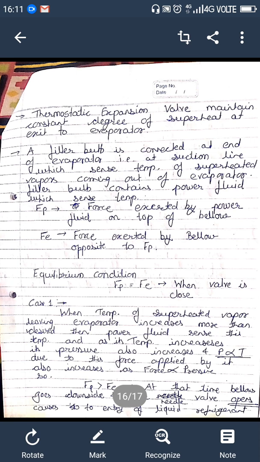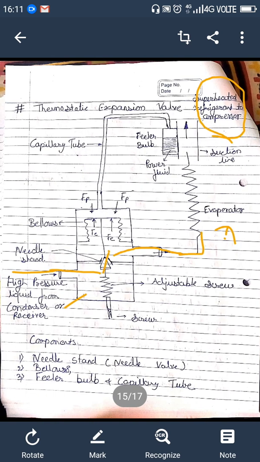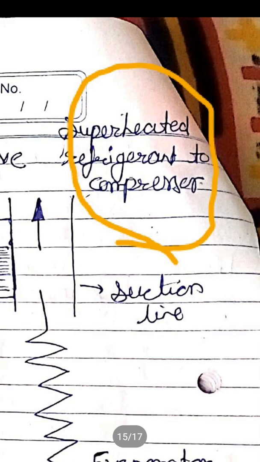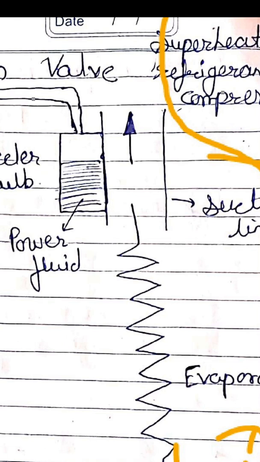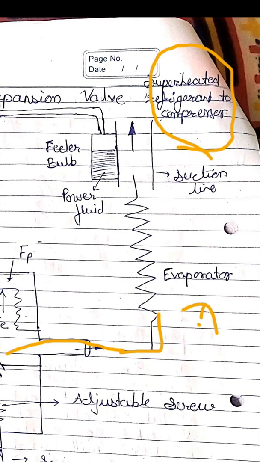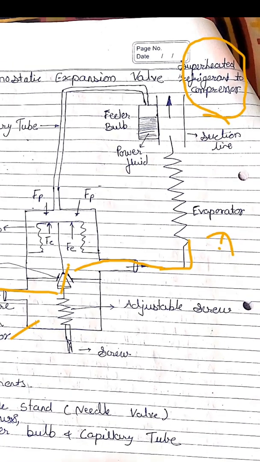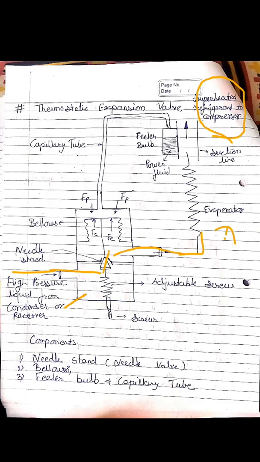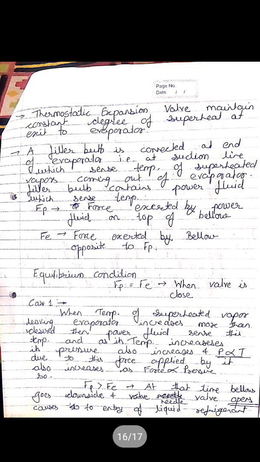Here we are going to see how a thermostatic expansion valve actually works. The thermostatic expansion valve maintains a constant degree of superheat at the exit of the evaporator. It works directly on the superheated vapor coming from the evaporator to the suction line, and its temperature is sensed by the power fluid in the filler bulb. So it maintains this degree of superheat at the exit of the evaporator.